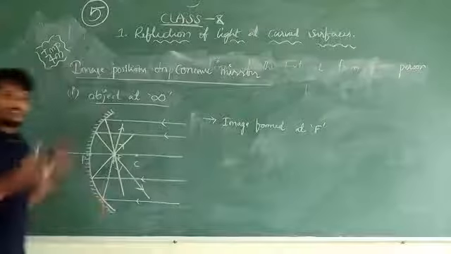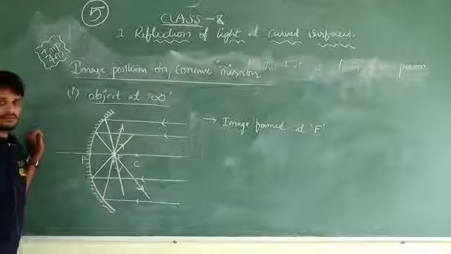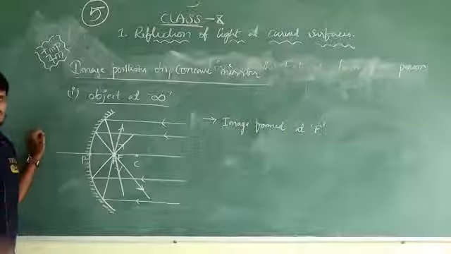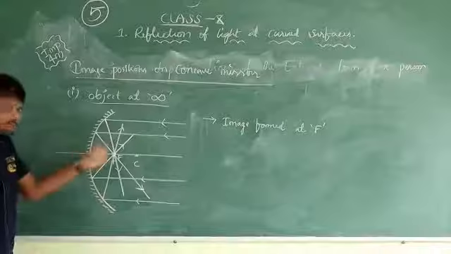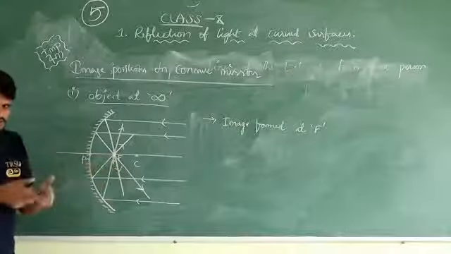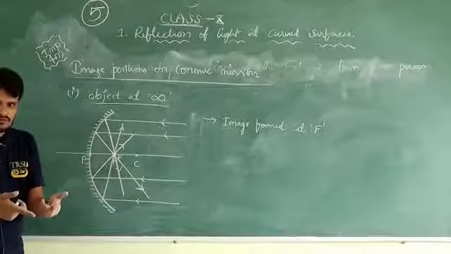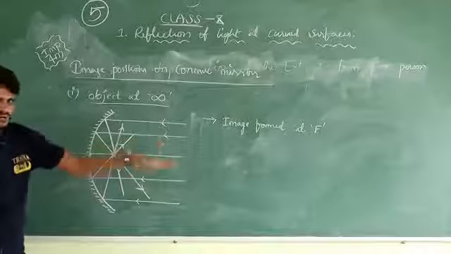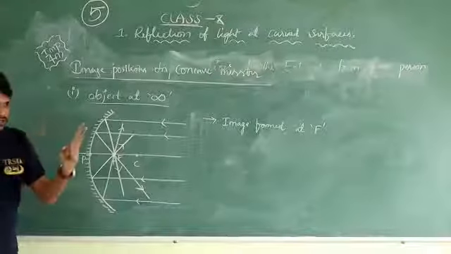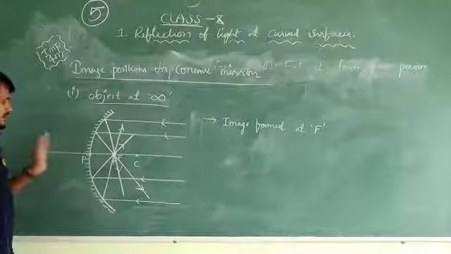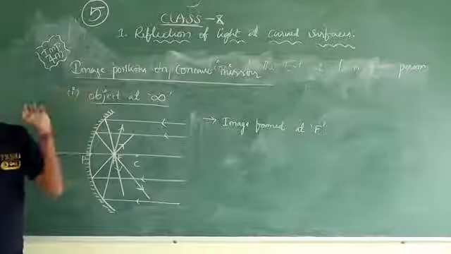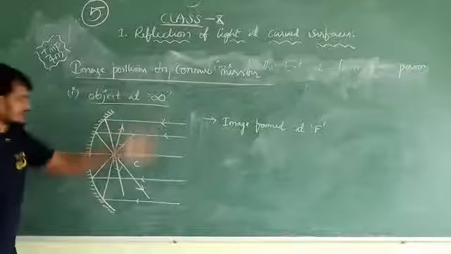Now tell me what kind of image it is. We have 2 types of images: real images and virtual images. Which image is formed here? The image is formed by convergence, because the rays converge. When rays converge, that is a real image. And the next statement supports it: the image always forms in front of a concave mirror, that is a real image.